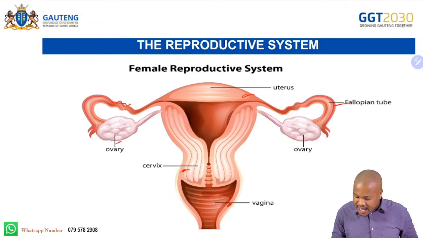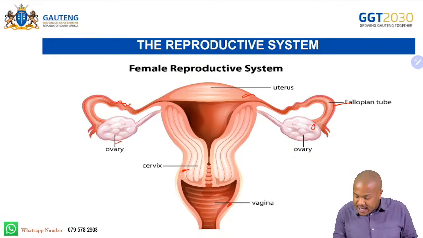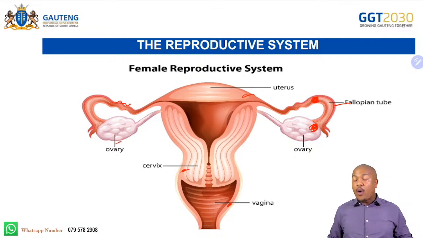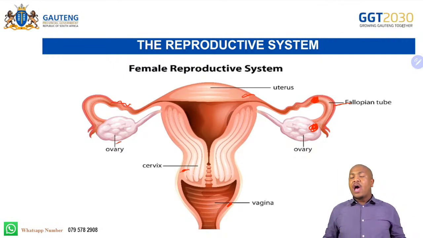In that 28-day cycle, or the menstrual cycle, on day 14, ovulation takes place, where an egg cell is released from the ovaries into the fallopian tubes, where it will wait for possible fertilization. How does it wait for fertilization?